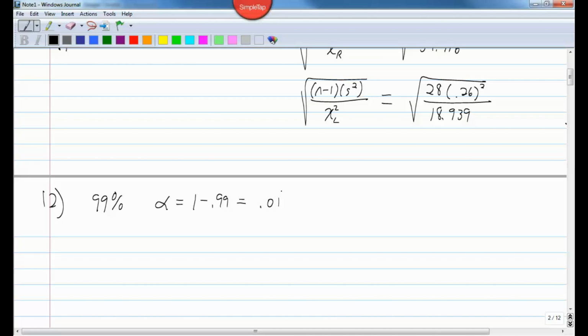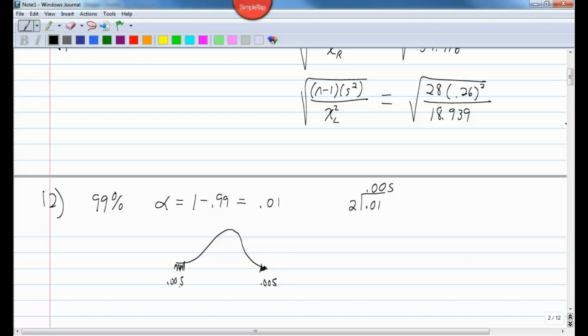So the area for one of the critical regions is going to be 0.01 divided by 2. And so that's 0.005. So that means it's not going to be bell-shaped. It's going to be skewed left or to the right probably. But the area on each end in our critical region is going to be 0.005.